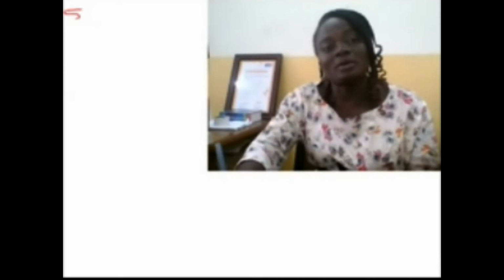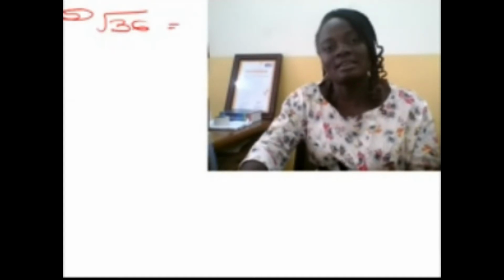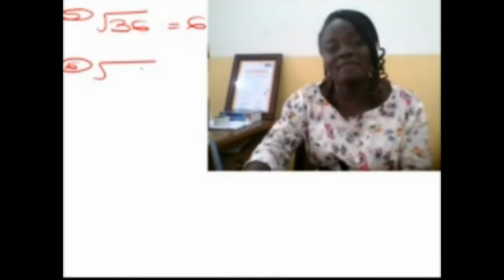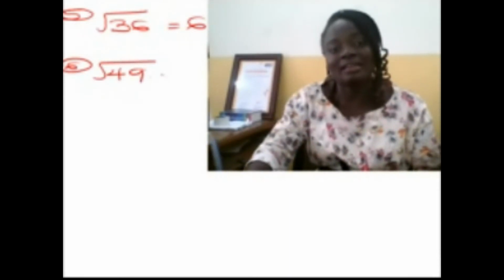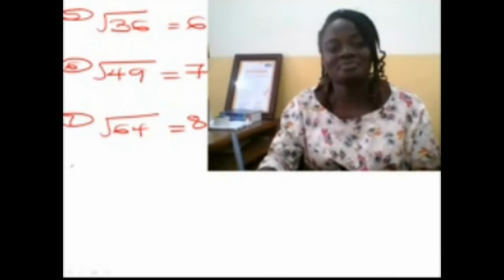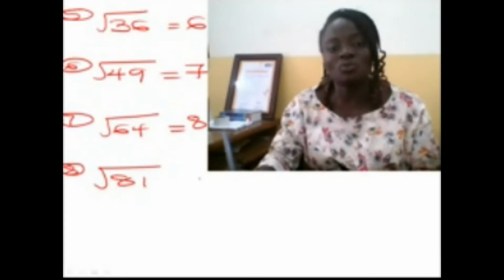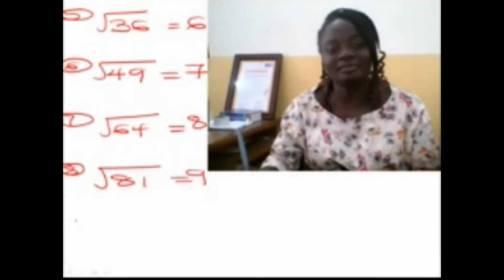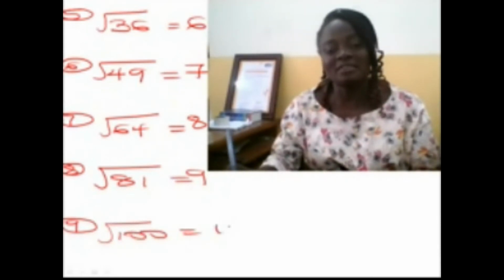The fifth example, square root of 36 is giving us 6. These are all examples of perfect squares that we have. Square root of 49 is giving us 7. Square root of 64 is giving us 8. Square root of 81 is giving us 9. Square root of 100 is giving us 10.